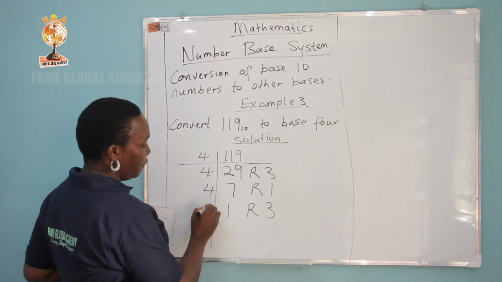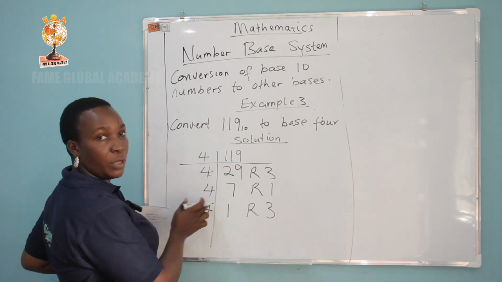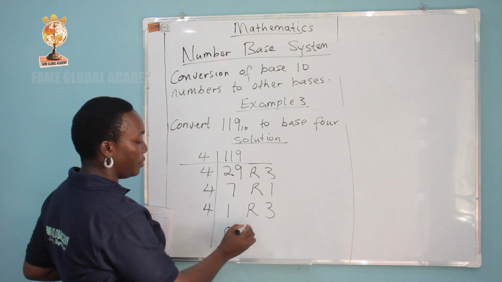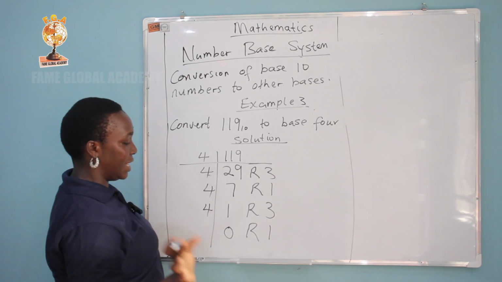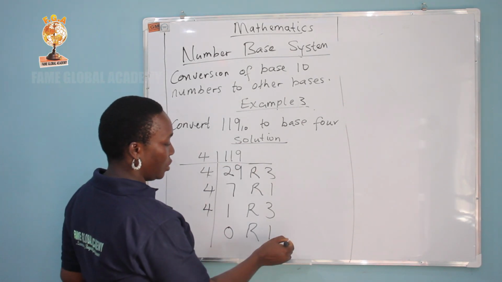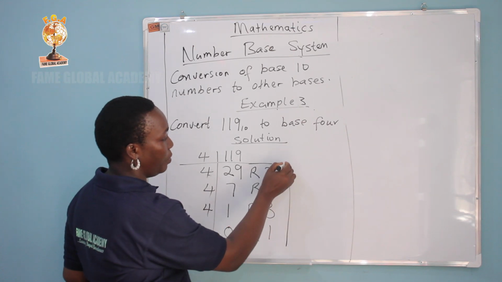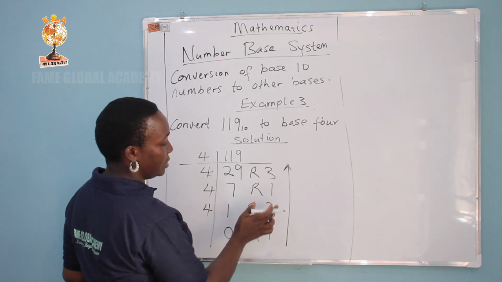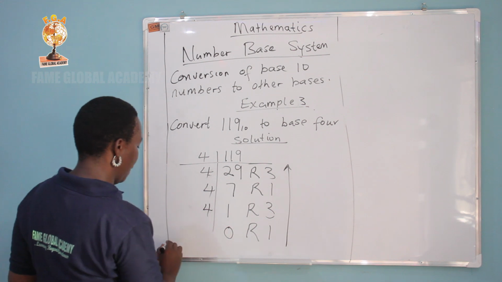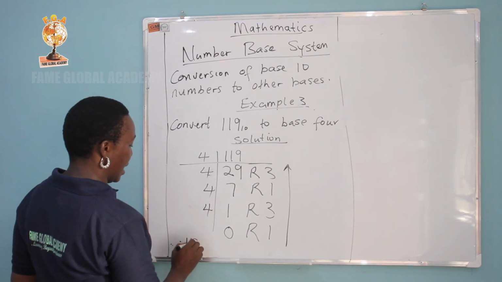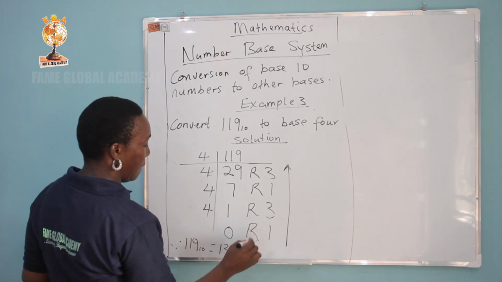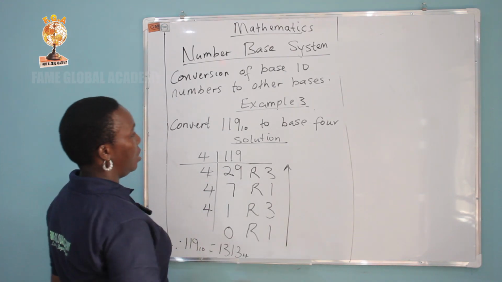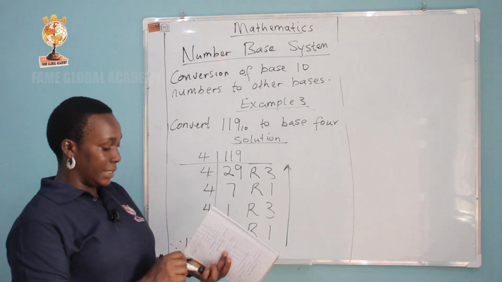Then you go again. 4 into 1. 1 is smaller than 4, so your answer will be 0 remainder this 1. Alright, so once you get 0, that's the end of the solving. So you take your arrow as usual from here up. So your answer will be 1, 3, 1, 3. So you say therefore 119 base 10 is equal to 1, 3, 1, 3 base what? 4. Alright, so this is example 3.